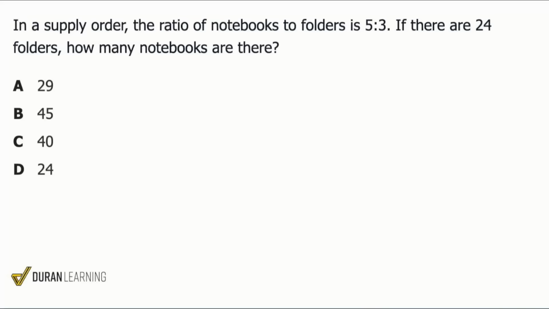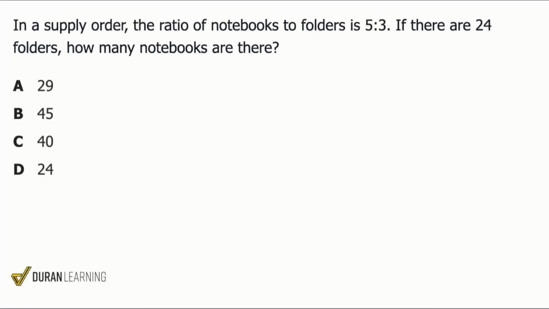So everybody help me out here. Get ready to answer this question. Reading the question sentence: If there are 24 folders, how many notebooks are there? Everybody tell me, what are the two things that we compared in that question sentence? If there are 24 folders, how many notebooks are there? What are the two things that we compared? Yeah, we compared folders and notebooks.